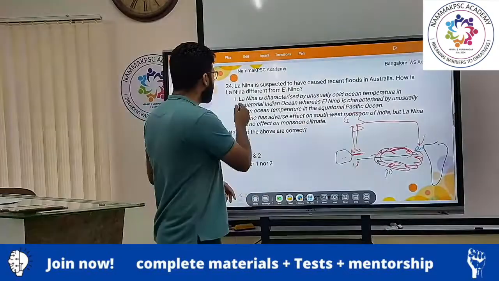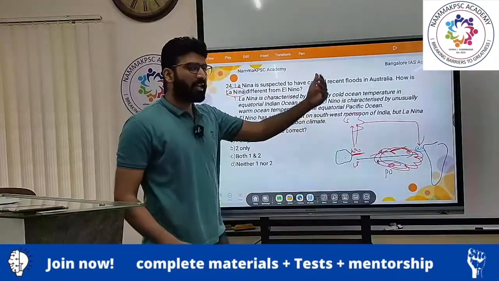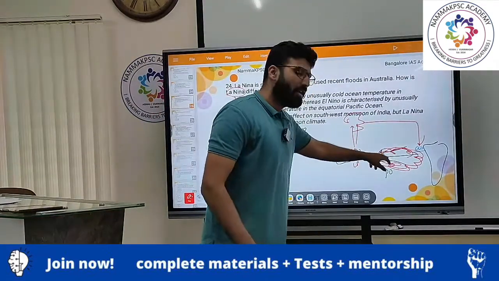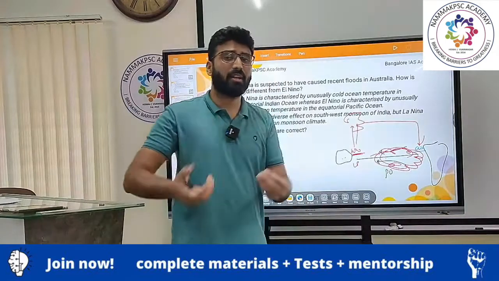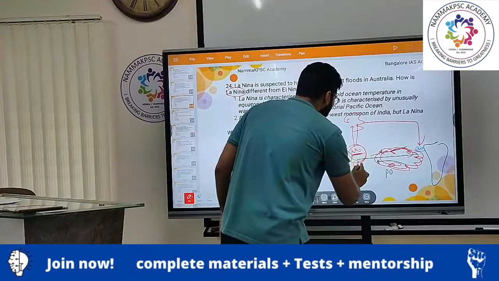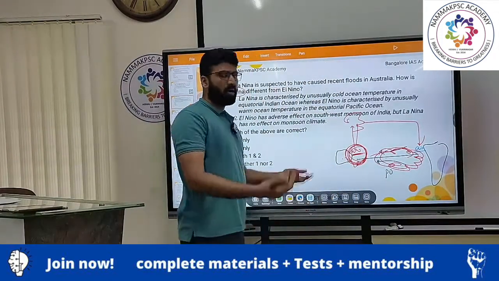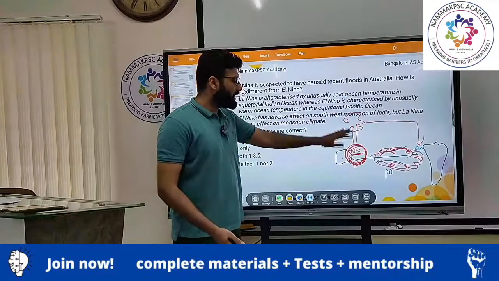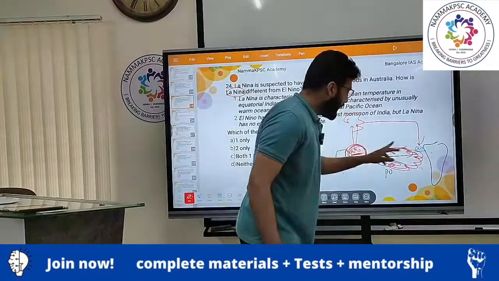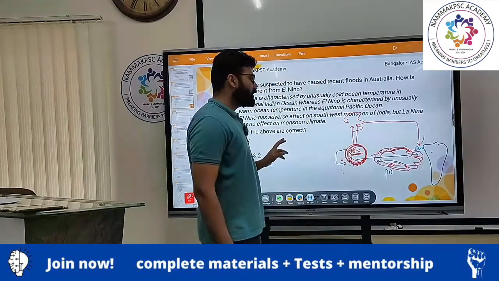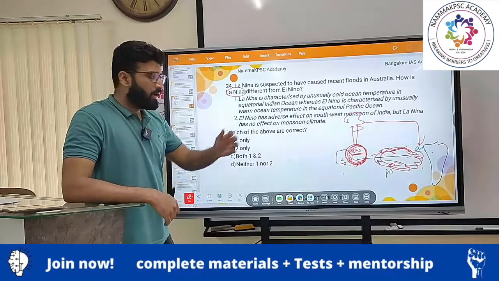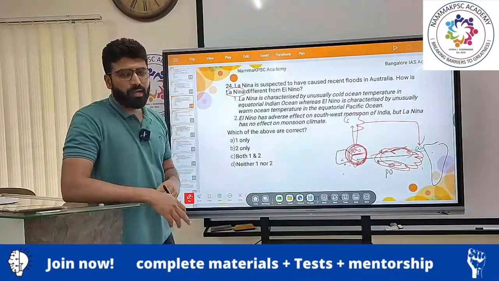But if you consider La Nina, what is La Nina? La Nina is the exact opposite of El Nino. Instead of the trade winds becoming weaker, they become very, very strong. And when the trade winds become very strong, you have extra warm water here, which results in heavy rainfall along Australia and drought in South America. La Nina also results in heavy rainfall, heavy monsoon in India. So both El Nino and La Nina have an indirect effect on the monsoon climate in India.